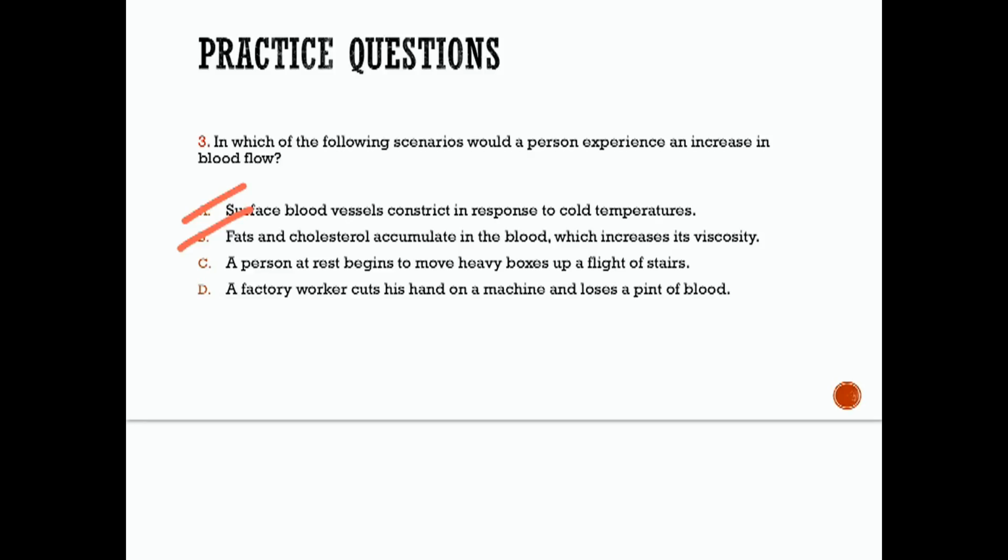Okay, so you're just sitting there, and then all of a sudden you've got to move all these boxes up a flight of stairs. So during exercise, cells require more oxygen and glucose, and respiratory rates increase in order to maximize oxygen intake, and the heart rate also increases in order to increase blood flow to tissues. So it's like you're starting to work out, and yes, it is going to increase your blood flow. So we've got C so far. Just to look at D, a factory worker cuts his hand on a machine and loses a pint of blood. Ouch. So that does nothing with increasing blood flow within your body. So C is the magical answer.